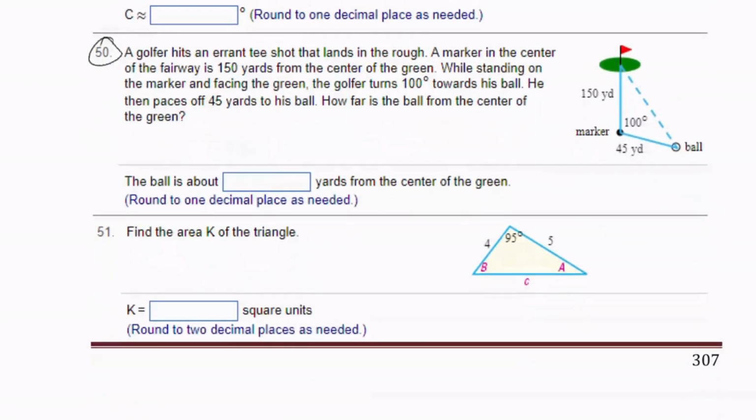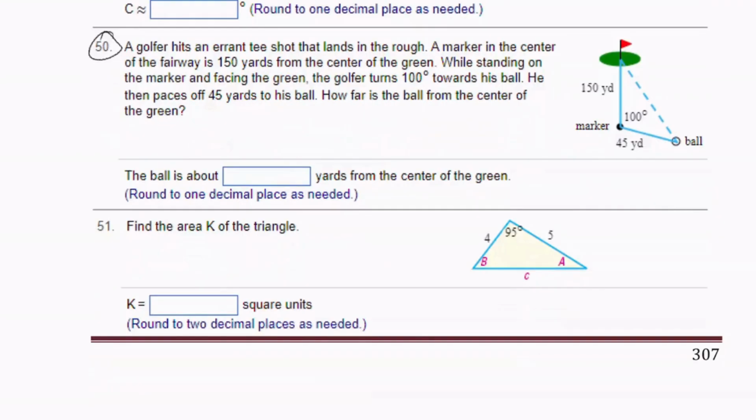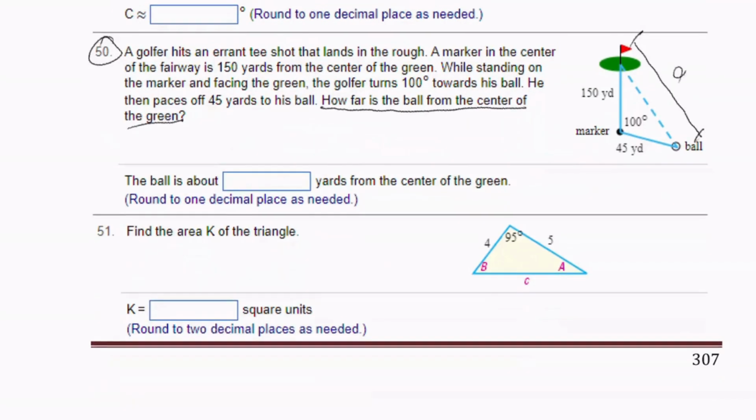Okay. So in 50, we are looking at how far the ball is from the center of the green. So we're looking for this distance here. That is the opposite of that angle. So let's call this distance A. So what are we going to use? We need to use the cosine rule, or rule of cosines, whatever you want to call it.